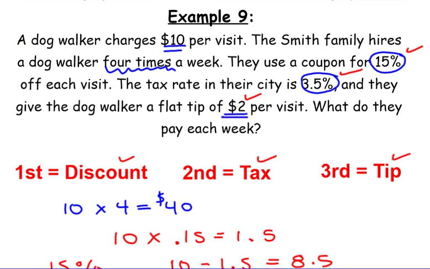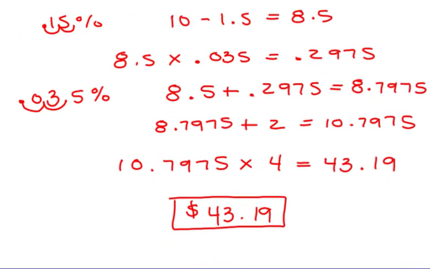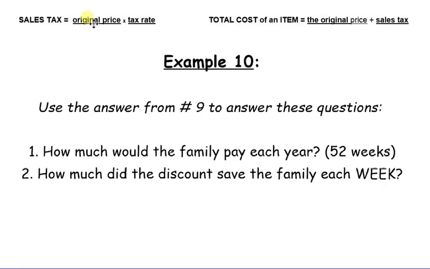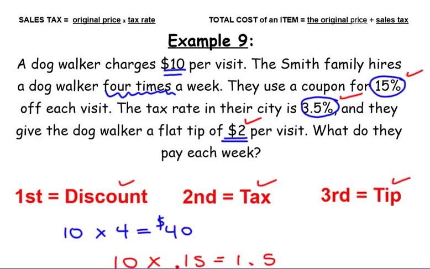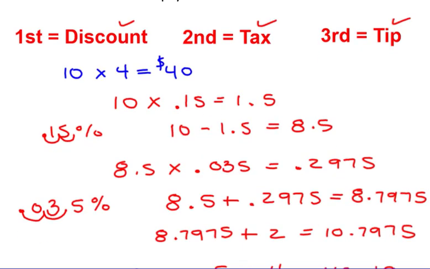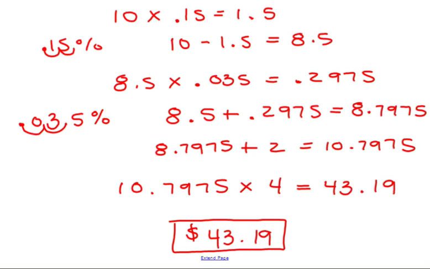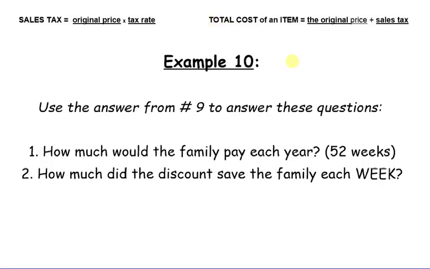All right, so let's move on to number 10. So number 10 says to use the answer from number 9 to answer these questions. Okay, wait, let me go back to number 9. What was my answer? $43.19. So I'm going to write that right here so that I remember. Okay, and that's how much they paid in 1 week. And I'm going to write that as a reminder.